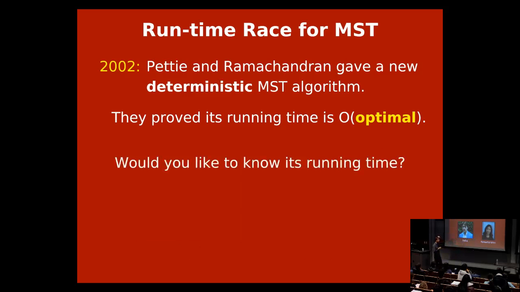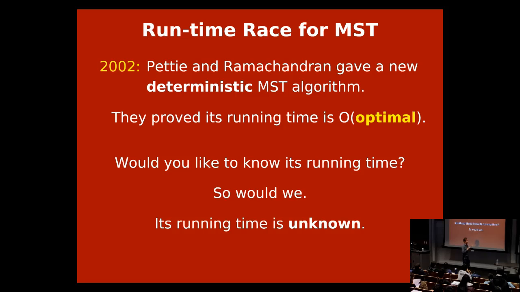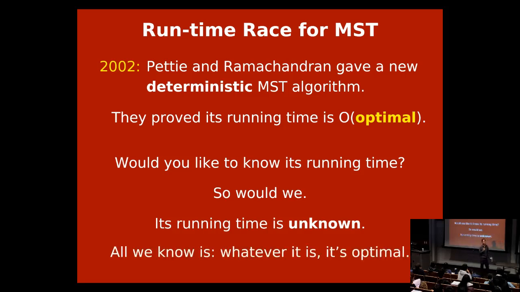So, you want to know what the running time is? We also want to know what the running time is. It's a funny thing. Its running time is unknown. They prove that it's optimal, but they don't know how fast it is. So it's somewhere between order of m, which is a lower bound, and order of m alpha m. Whatever it is, it's optimal, but they don't know what it is.